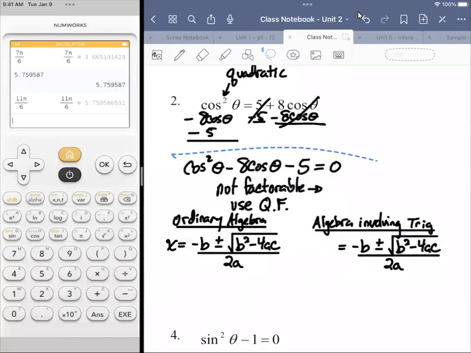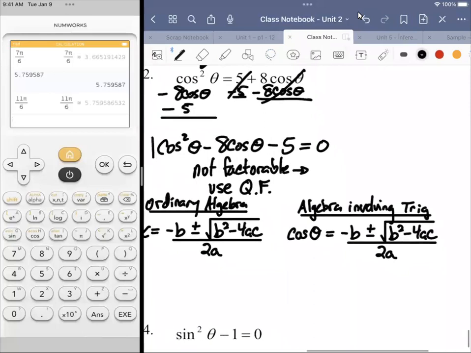All right. So this equation, if it were x squared minus 8x minus 5 equals 0, then the ordinary algebra formula would work. Instead, it's cosine squared, then cosine. All right. So the quote unquote variable on the left-hand side would be cosine of theta.